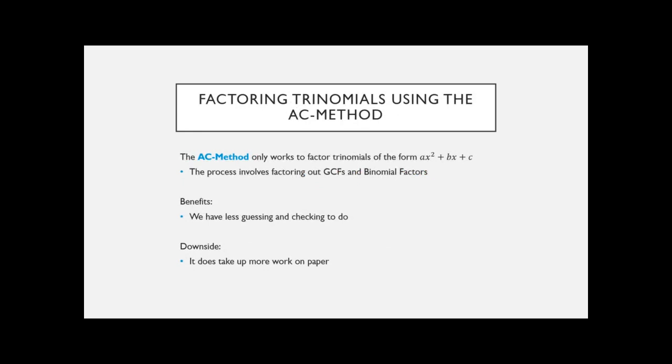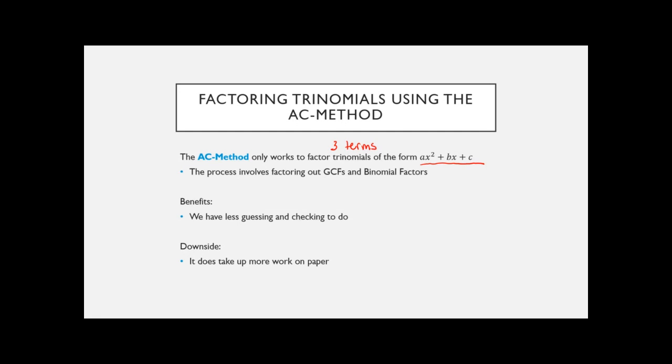So that brings us to factoring using the AC method. So this works only if you have trinomials, which is 3 terms. So I'll write that down, 3 terms. And it's in the form ax squared plus bx plus c. So it has to be quadratic. You have to have that highest exponent be a 2, otherwise it doesn't work. And we're going to be factoring out greatest common factors and binomial factors.